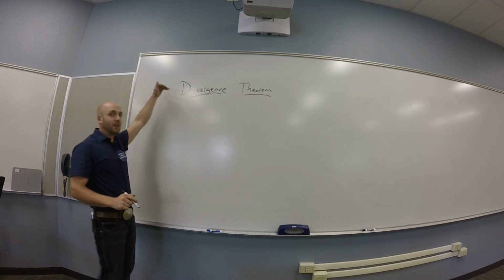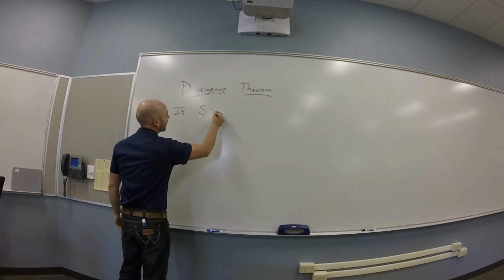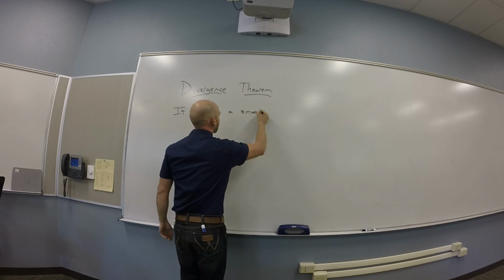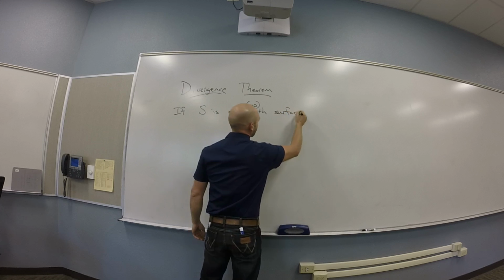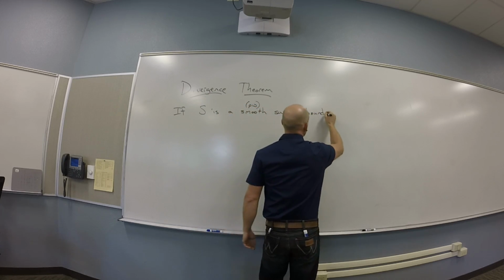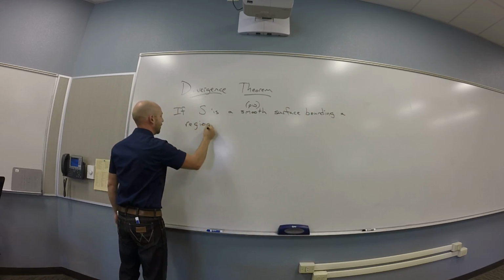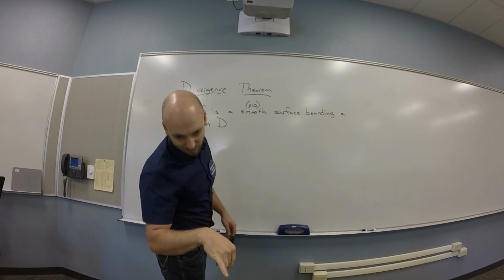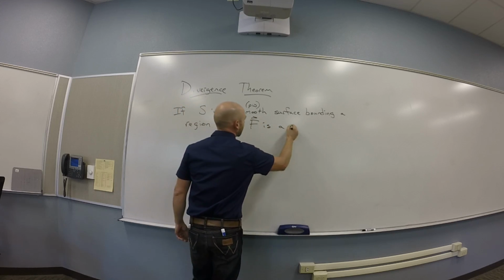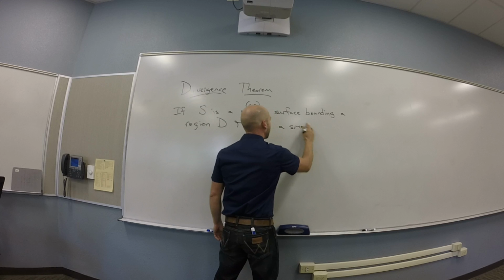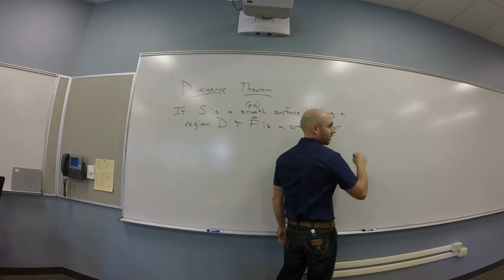So the divergence theorem says if S is a smooth, and really you could add piecewise smooth, surface bounding a region D, and F is a smooth vector field. That sentence maybe doesn't make much sense. It just means continuous. Yeah, that just means the partials are continuous.